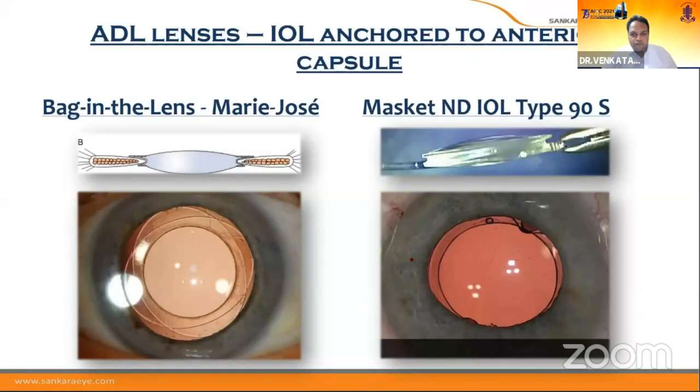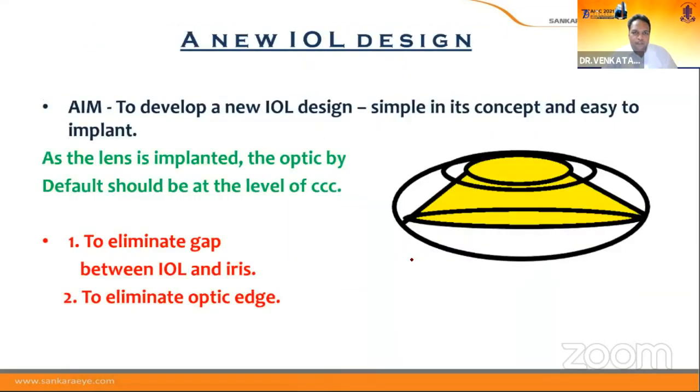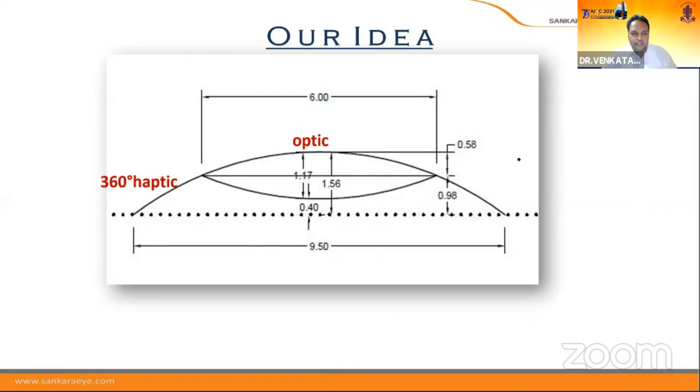Based on this same concept, these are the other lenses available in the market, but they are very complicated to implant as they need posterior capsular rhexis and all. Our idea was to develop a new IOL design, simple in its concept and easy to implant. As the lens is implanted, the optic by default should be at the capsular rhexis margin, thus eliminating the gap between the iris and the optic. And this is our lens design.